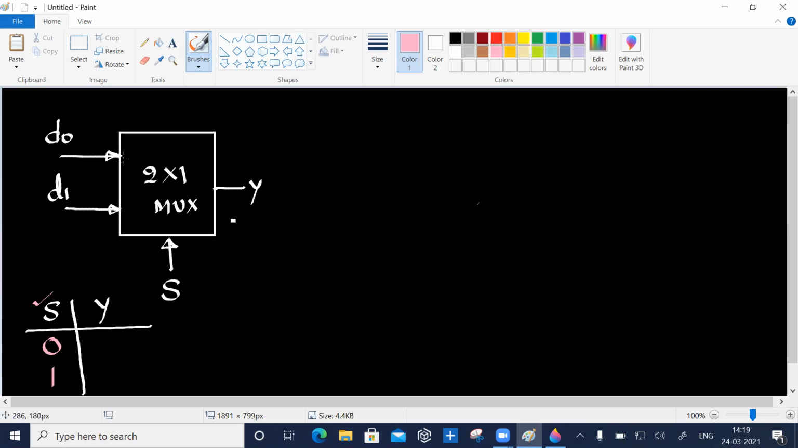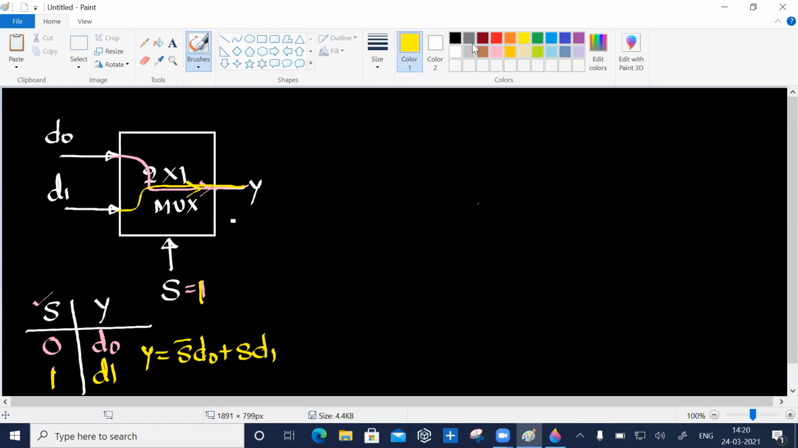When s equal to 0, this input will be connected to the output, so the output is D naught. When s equal to 1, this input will be connected to the output, so for 1 you have D1. Therefore, as you already know, Y is equal to S complement D naught plus S D1.